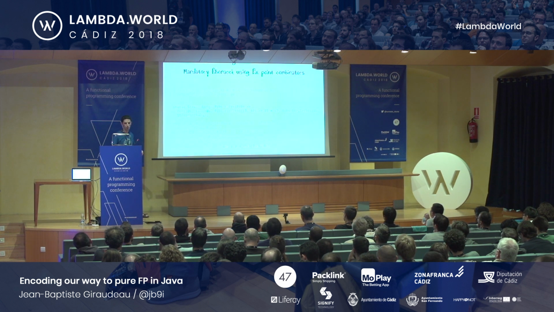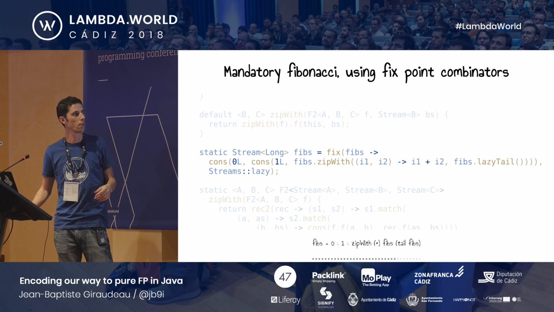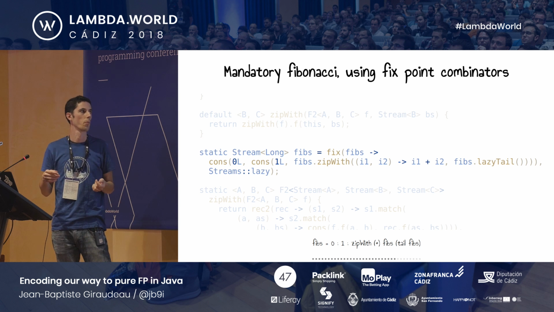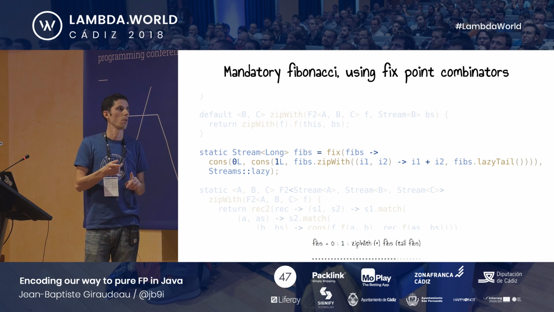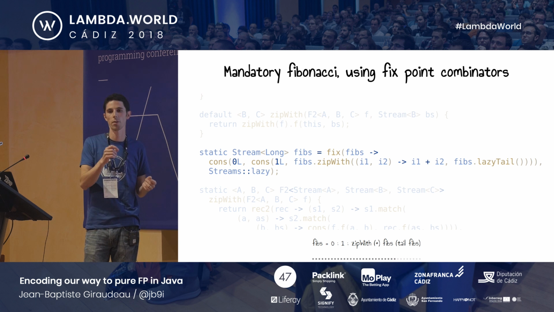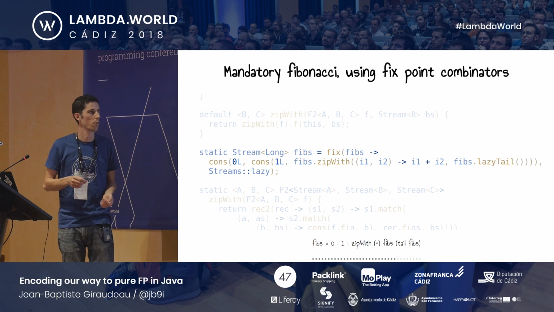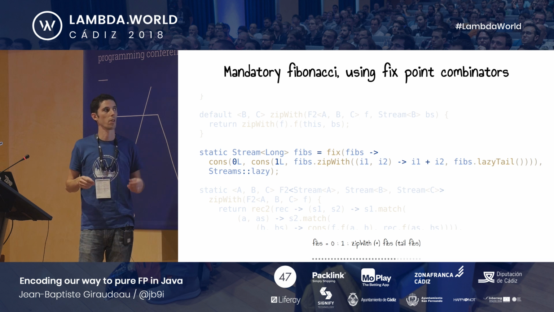The zipWith implementation and this sequence itself are implemented using a fixed combinator. This allows to avoid self-referencing, because an issue with the lambda syntax is that you cannot do any self-reference. So for that, either you wrap your lambda into an object that allows you to do this dot and get a reference to the lambda, or you use a fixed combinator that does that for you.